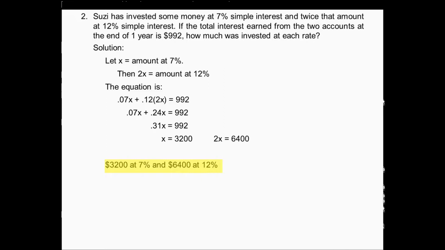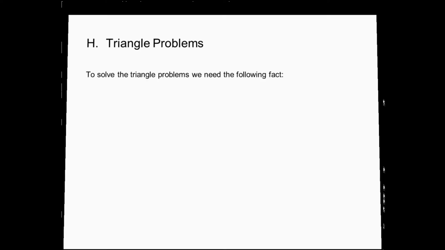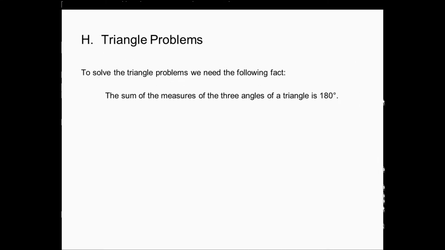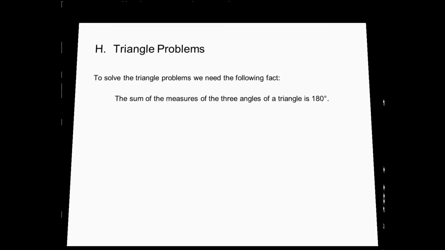Our next big category of problems. Triangle problems. Okay, triangle problems. We need a little fact. To solve the triangle problems, we need the following fact. It's something that you may recall if you took high school geometry. The sum of the measures of the three angles of a triangle is 180 degrees. So when you're doing the triangle problems, you'll have first angle plus second angle plus third angle equals 180. And notice you'll also use that as a check. After you get your numerical values, add them up and see if you get 180. If you don't, you clearly have it wrong.